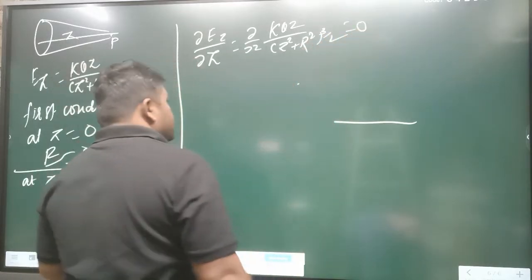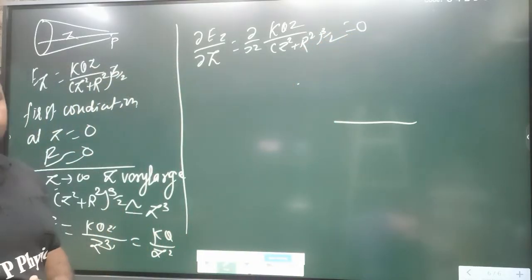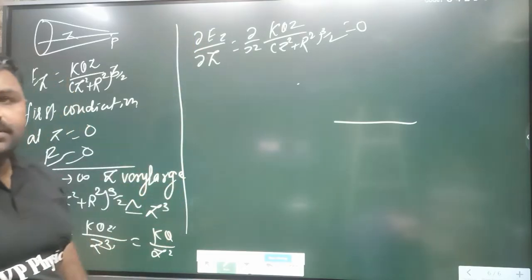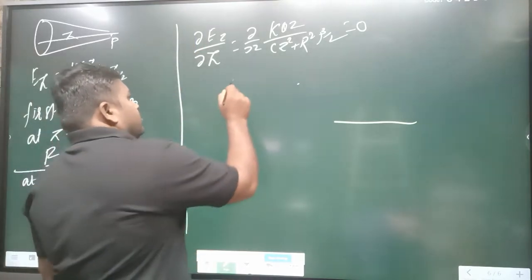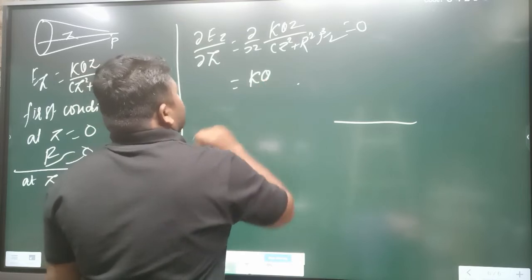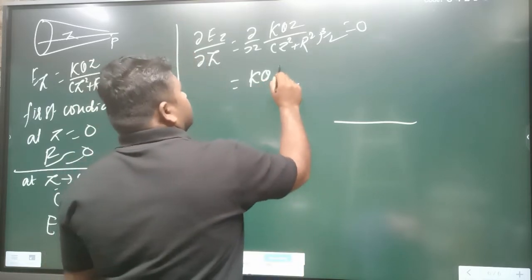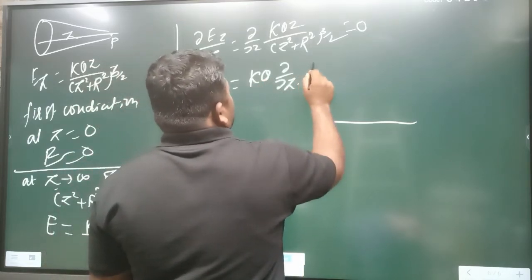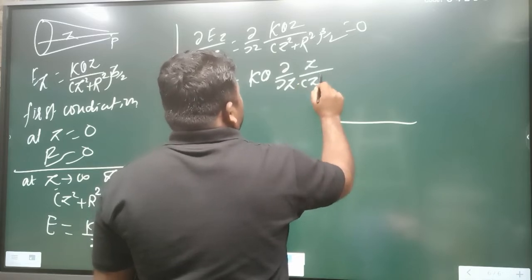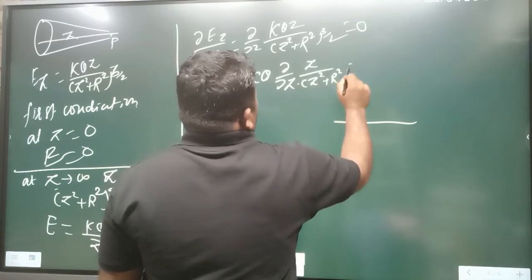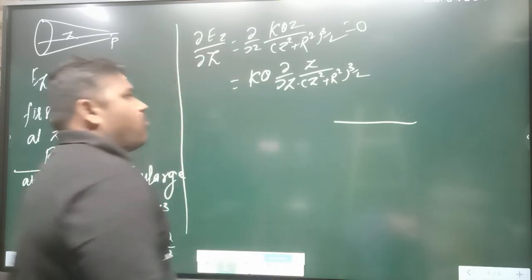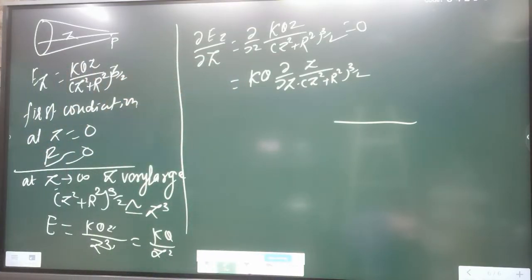This is equal to 0, because we can find out the maximum electric field where the first derivative is equal to 0. Here K is common out, Q is common out. So d by dz of z upon (z square plus r square) bracket to the power 3 by 2. How to solve this one? U by V, u upon v.